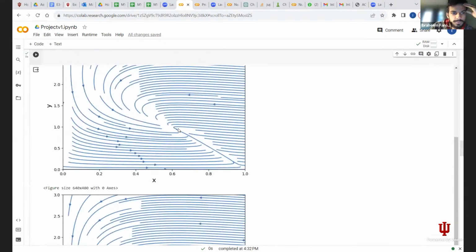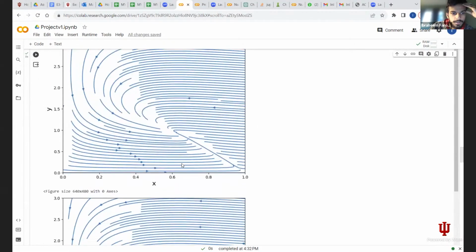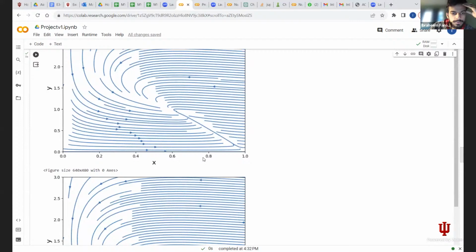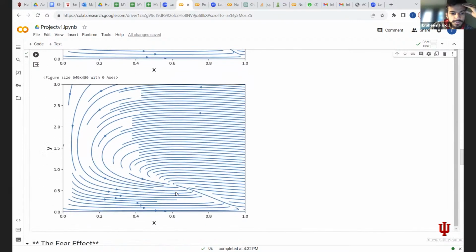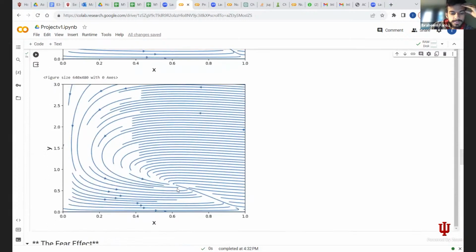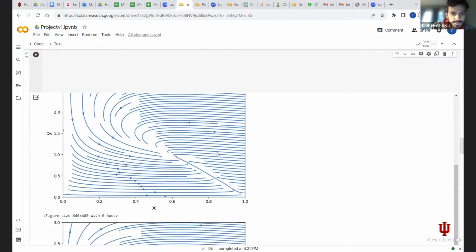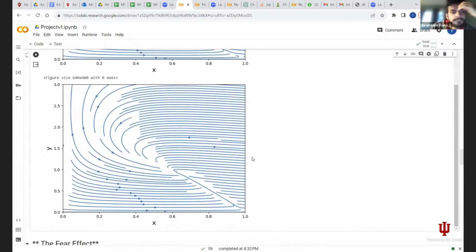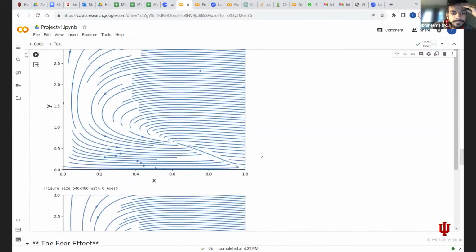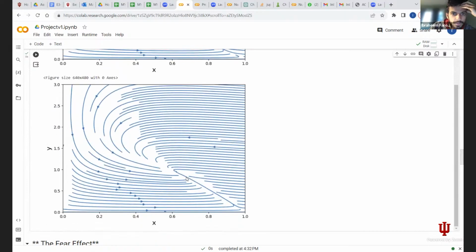So this is the difference between changing R. This is the modified R. Okay, this is the original R and this is the new R. Let's take a look. This is the original R with R equals 2. This is the initial growth rate. This is the new growth rate.